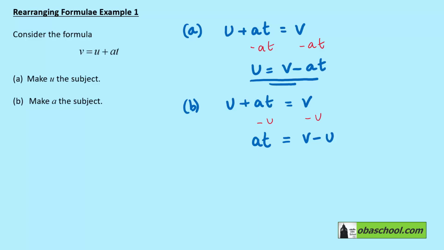Now I want the a on its own. T is multiplying that. What's the reverse process? The reverse process is to divide. So I'm going to divide by t both sides.